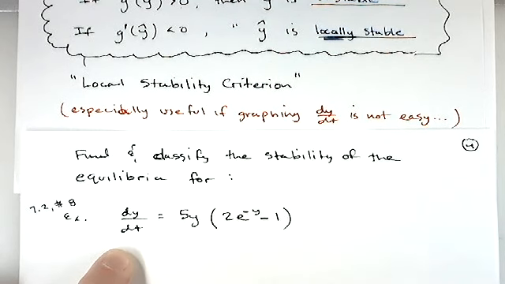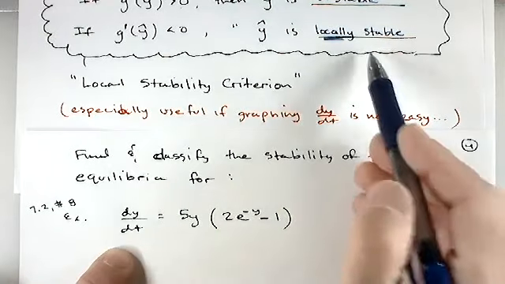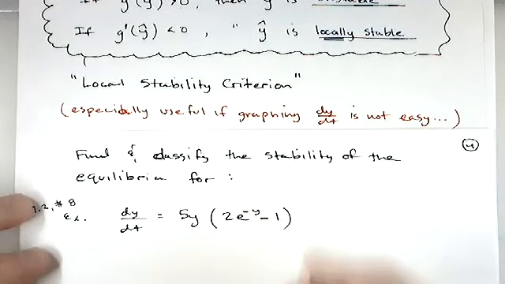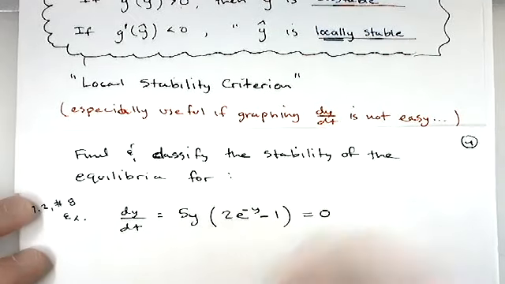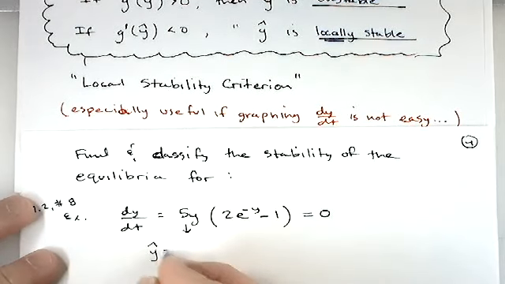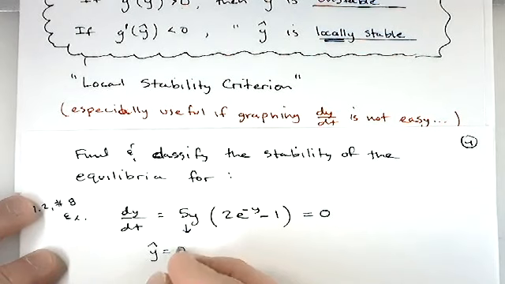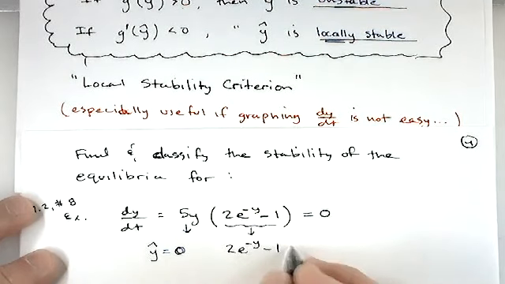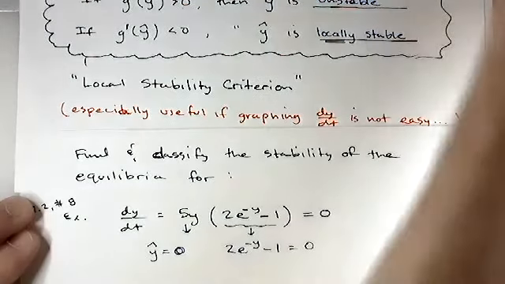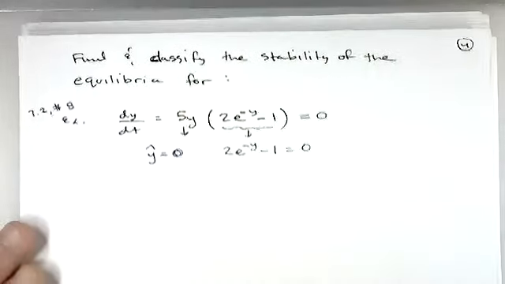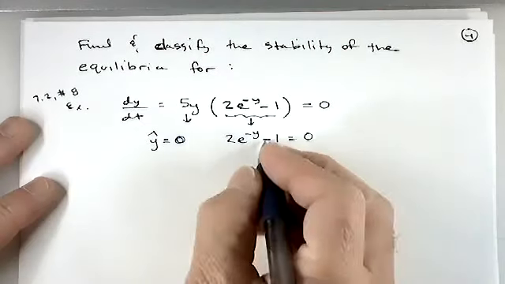So we're definitely going to be using this technique to classify the equilibria, but we have to find them first. The first step is to find the equilibria by setting this equal to 0. And it's already multiplied out. So one equilibrium is going to come from 5y equaling 0, which happens when y is 0. The other one's going to come from setting 2e^(-y) minus 1 equal to 0, which requires a little work here, doesn't it?